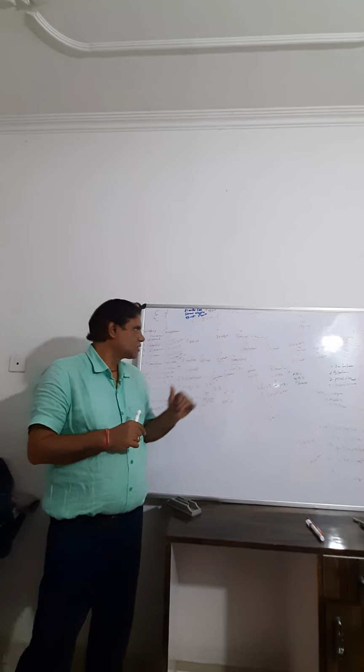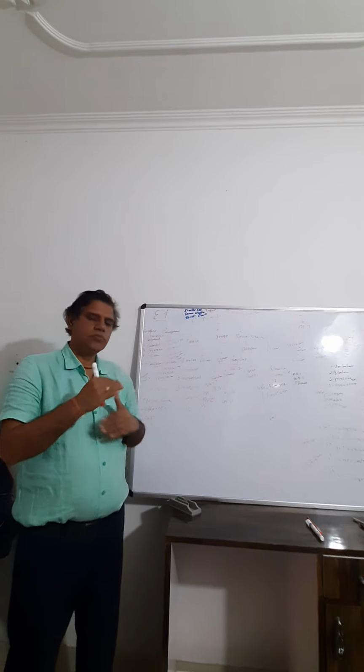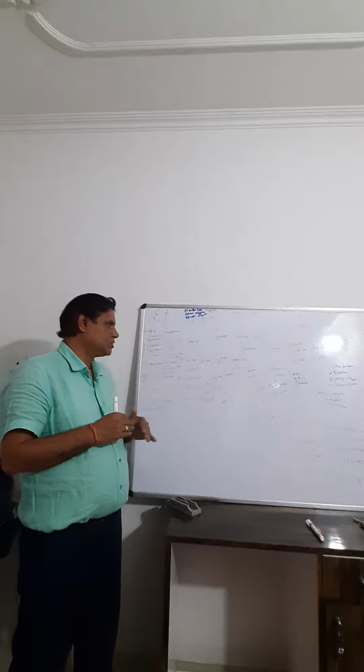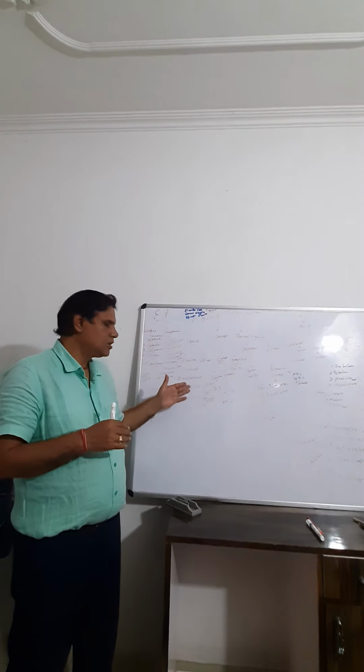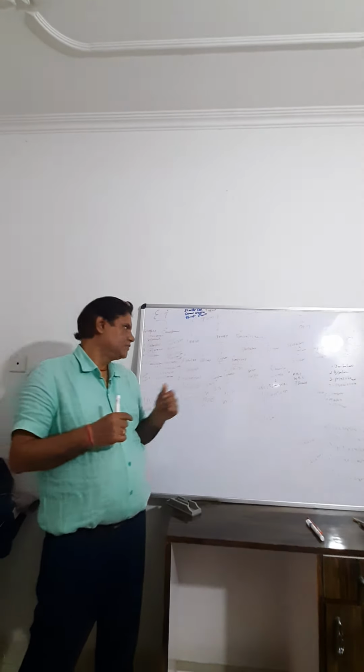And second is the dense connective tissue. Dense connective tissue may be regular and irregular. Irregular is present in the skin and regular is present in the tendon and ligament. Tendon means which connects bone to muscle, and ligament which connects bone to bone.